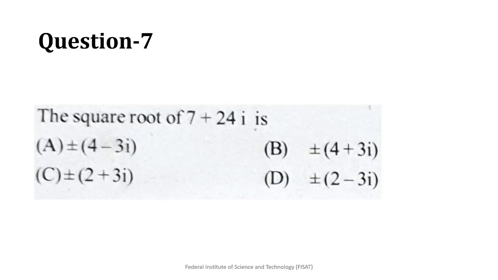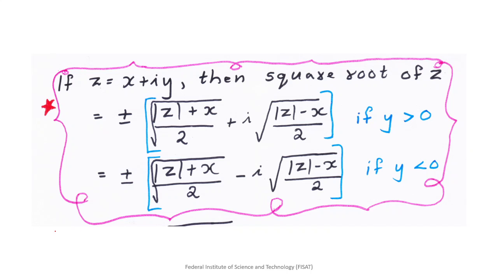Next is square root type problems. So the square root of 7 plus 24i. To find the square root, you must have studied in plus 1 one lengthy method. But here we can use a shortcut method. Two formulas you have to learn by heart. If z equal to x plus iy, then the square root of z is given by plus or minus root of (mod z plus x) by 2, plus i into root of (mod z minus x) by 2, if y greater than 0. So this first equation comes when y is greater than 0.